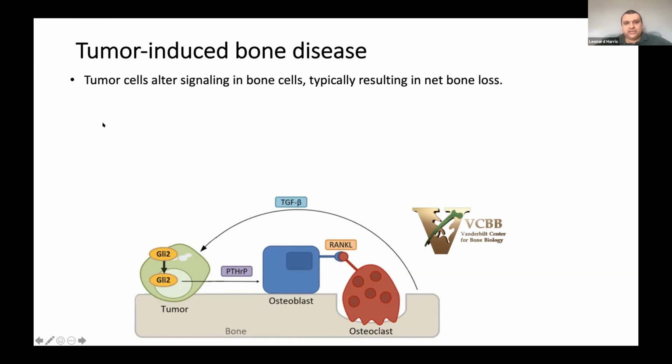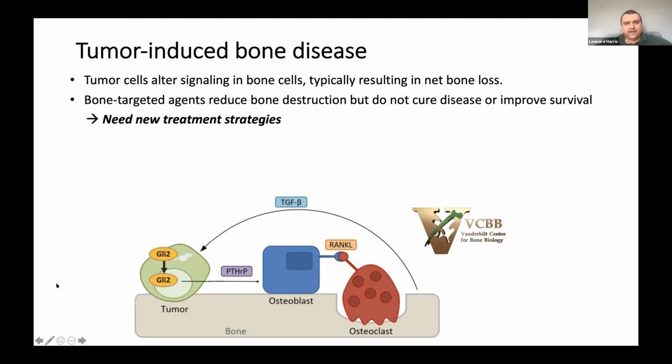Okay, so this is a project that I have been working on for a little while with some collaborators at the Vanderbilt Center for Bone Biology. It's studying tumor-induced bone disease. So very simply, when tumor cells metastasize to the bone, the environment changes their signaling. And this typically results in net bone loss, which is broadly called tumor-induced bone disease. It leads to very brittle bones. Cancer patients end up with a lot of bone pain, and they can get breaks more easily. It's not a pleasant condition for sure.